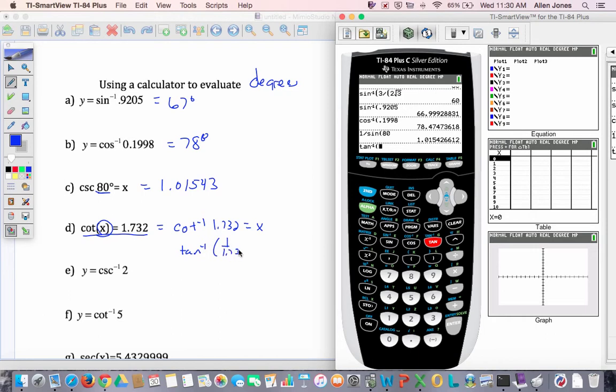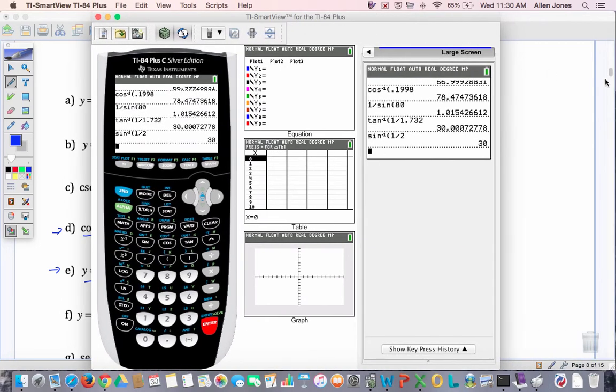So we do inverse tangent, I'll write this out, inverse tangent of 1 divided by 1.732, and 1 divided by 1.732 gives us about 30 degrees. Notice how D and E are written differently, but they're saying the same thing, because here we went to this statement, which now kind of matches up with this. So the inverse cosecant is the inverse sine of 1 divided by that number, or 1 divided by 2. And in this case, we also get 30 degrees.